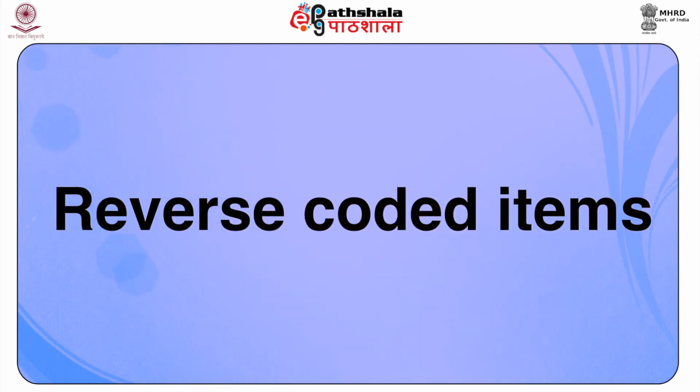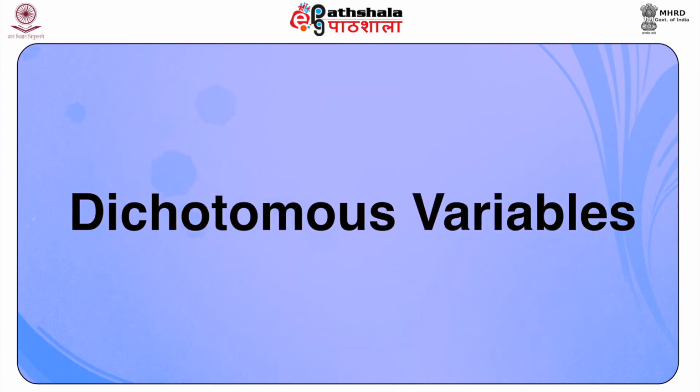Reverse coded items. It is important to reverse the scores on reverse coded items of a test before beginning the analysis. Dichotomous variables. Dichotomous variables should be roughly equal in proportions in the data set. The lack of skewness in the data helps in detecting the significant relationship between the two categories of a dichotomous variable. Outliers. Unusually high and low scores in the data set are called outliers.